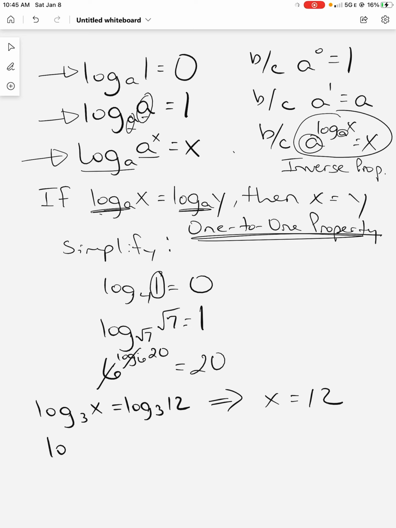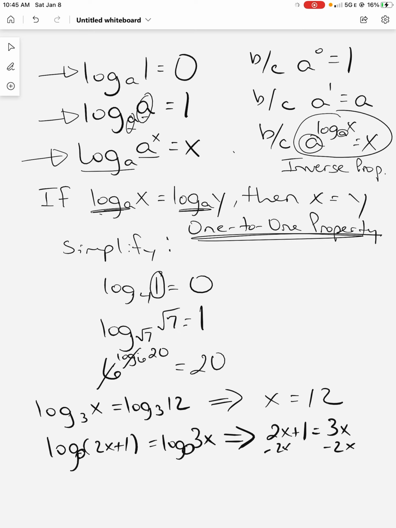Similarly, if we had, say, log of 2x plus 1 equals log of 3x. Now here we don't have a base written, but it's assumed to be 10. Log base 10 is one of the most common bases, and so when it is base 10, it's just not written. So when it's omitted here, that means this is base 10. They're the same bases, so now we can just set the two other parts equal, and we get 2x plus 1 equals 3x. So now we have a simple equation that we can solve. We can subtract 2x from both sides, and we'll get 1 equals x.